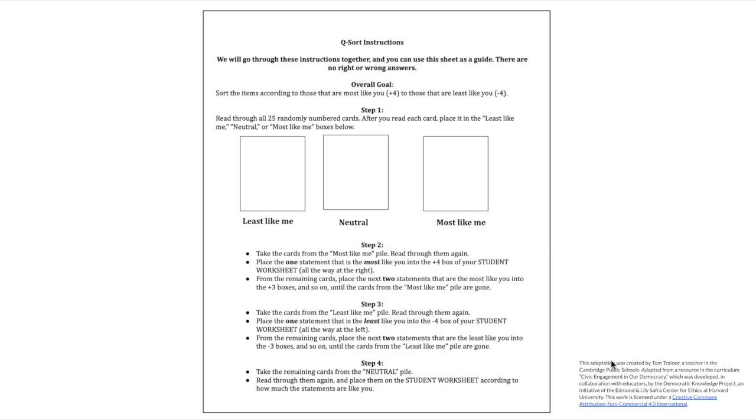Okay, so I just want to make sure we get this credit correct. This is from the Democratic Knowledge Project. I have not been able to find the direct link to this, so I apologize. We're just going to get a visual for what it looks like, and hopefully in the future I will have a direct resource. But for now, we have just this visual. Tom Trainor, who's a teacher in Cambridge Public Schools, adapted it for direct work with students.